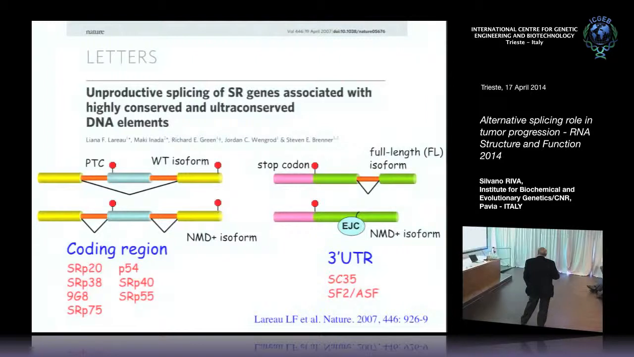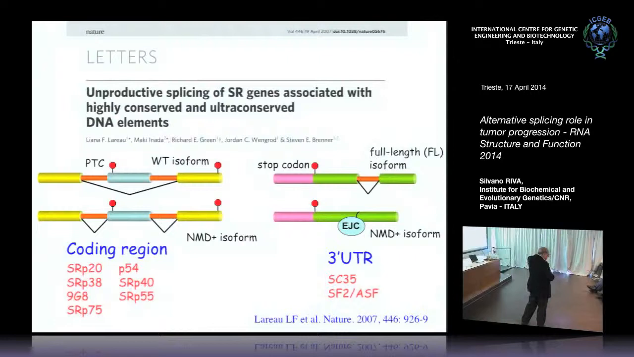But in any case, in many SR proteins, you can have a splicing that can occur either in the coding region or in the 3' UTR that produces isoforms that are degraded by the NMD mechanism. In particular, these SR proteins have the possibility of having a premature termination codon in the coding region. But what we are interested in is this fact.